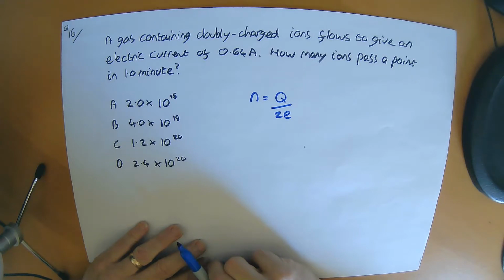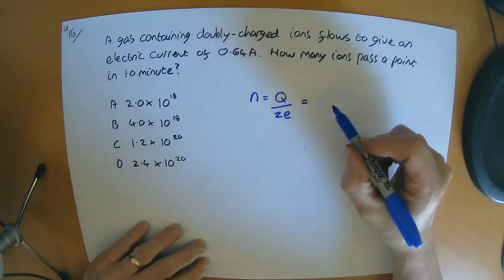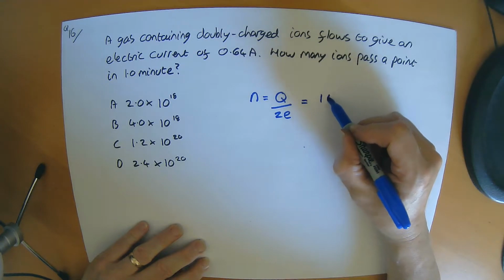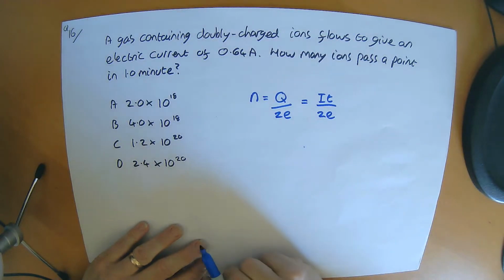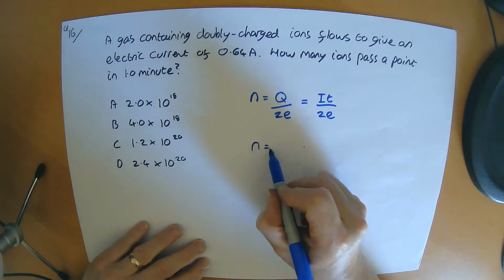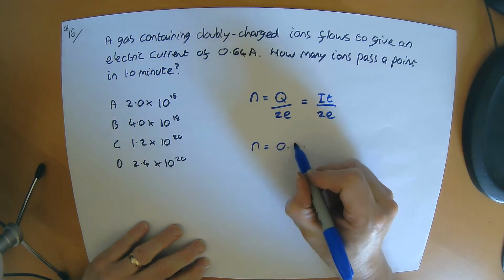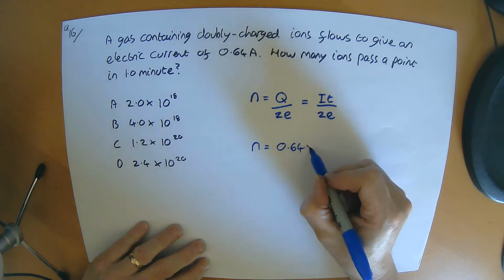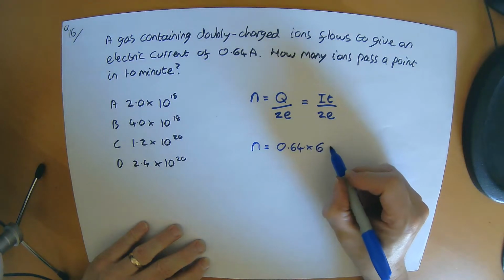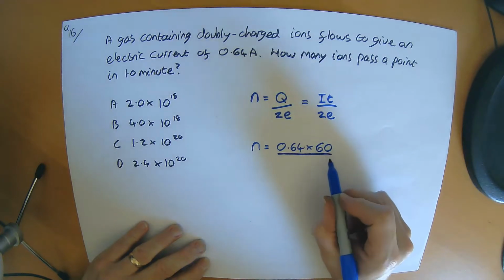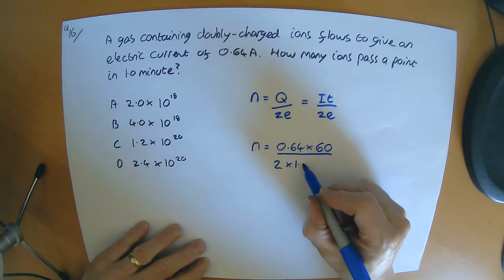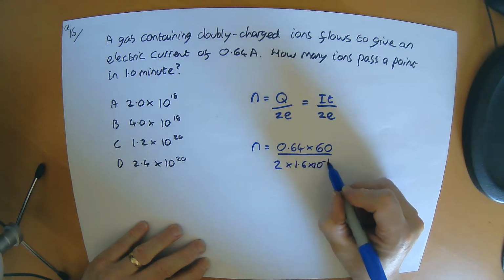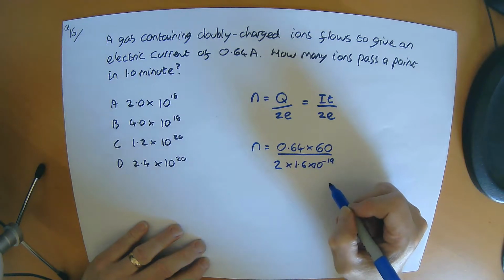If we want to expand that using what we know about the total amount of charge, then we can change it to the current times the time divided by this 2e, these doubly charged ions, and that means that we get n is equal to 0.64, which is the current, times 60, the total number of seconds, because the time has to be in seconds, divided by twice the charge on an electron, 1.6 times 10 to the minus 19 coulombs. And this gives you C.